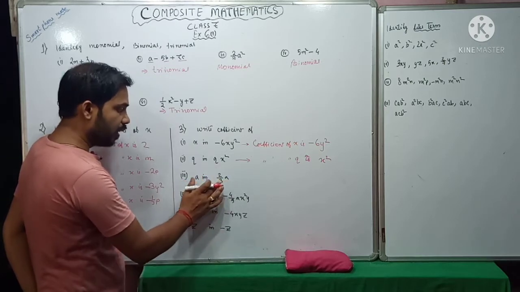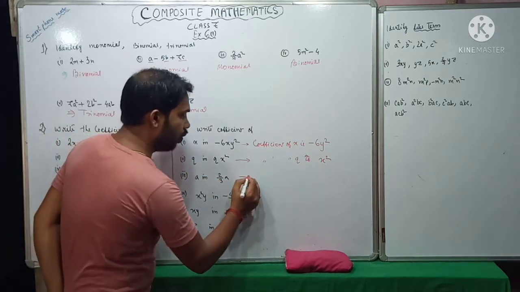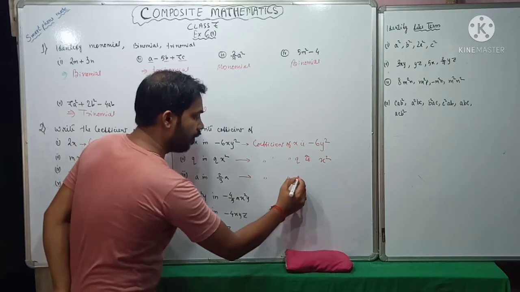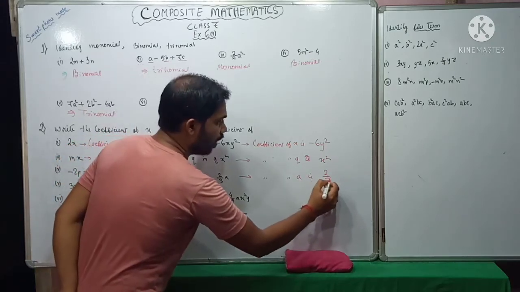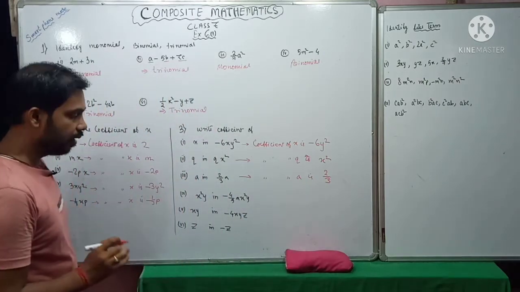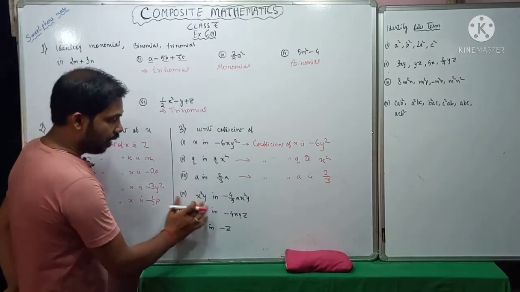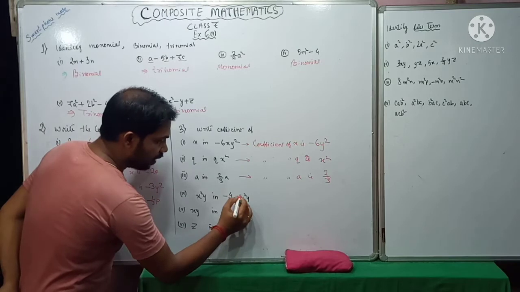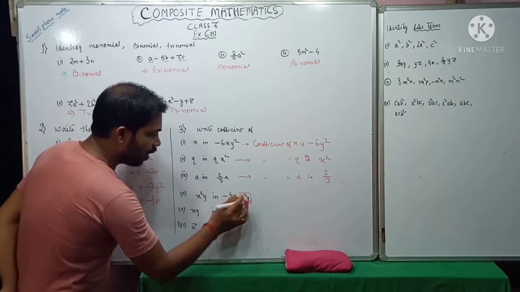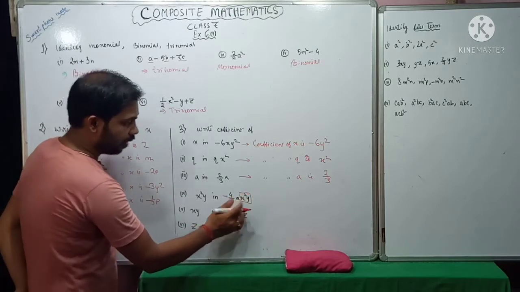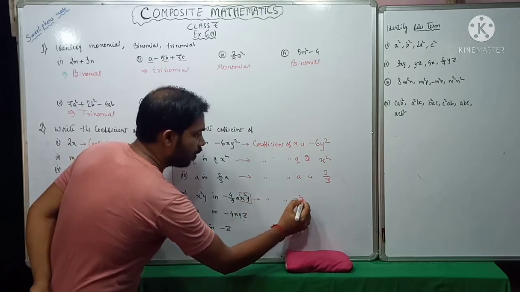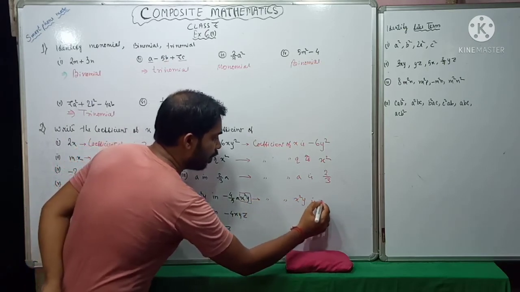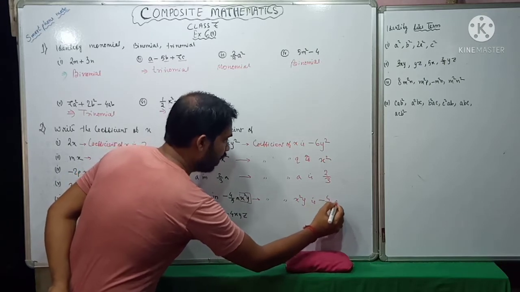Now apart from a, what is present? 2 by 3. So the coefficient of a is 2/3. Okay, clear? Next you see x square y. Here apart from x square y, this is x square y. So apart from x square, what is present? Minus 4a. So the coefficient of x square y is minus 4/9a.